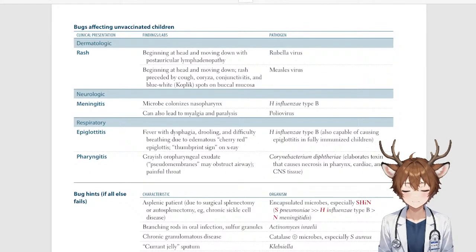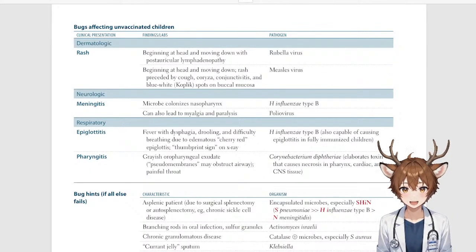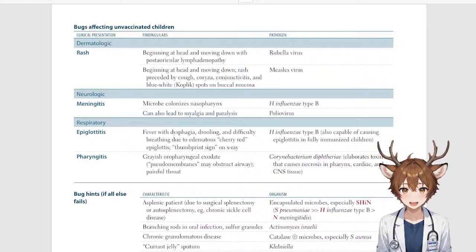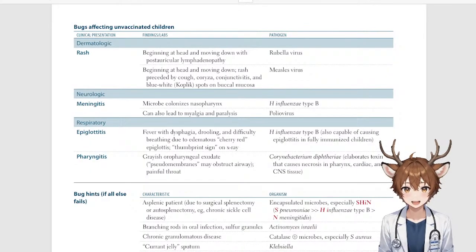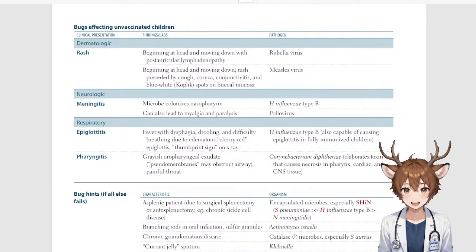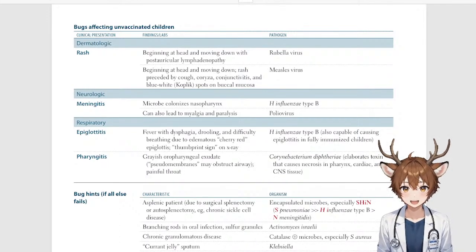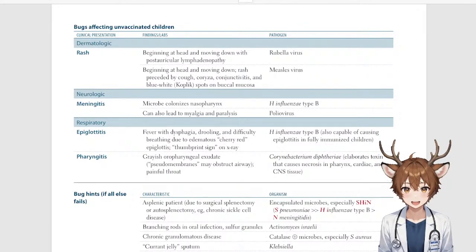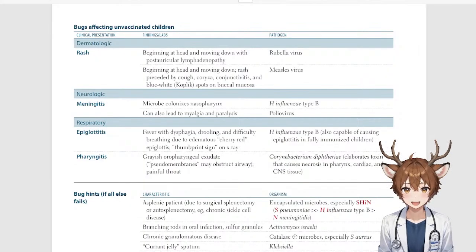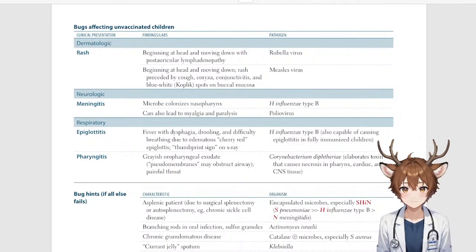What about neurologic? This is not fun. Meningitis. Microbe colonizes the nasopharynx. What do you think? H. influenzae, type B. Okay. What about can also lead to myalgia or paralysis? Ooh. Poliovirus. That's not fun. What about tetanus? Tetanus toxin. Let's talk about tetanus. Muscle spasms, spastic paralysis, tetanic paralysis, lockjaw, opisthotonus. What are we thinking? Tetany. We're thinking about Clostridium tetani.